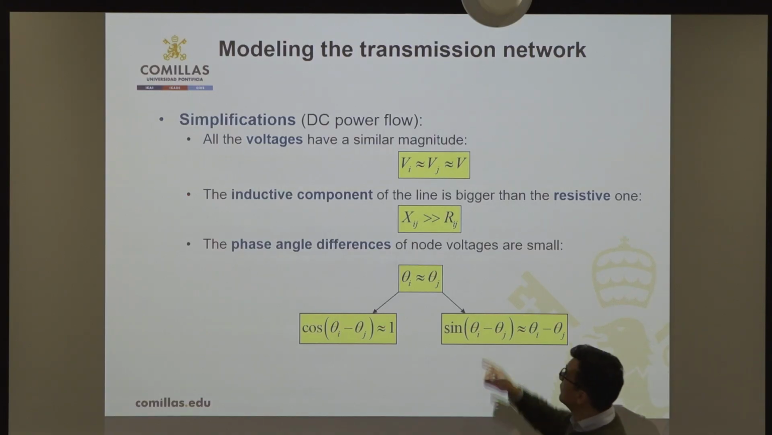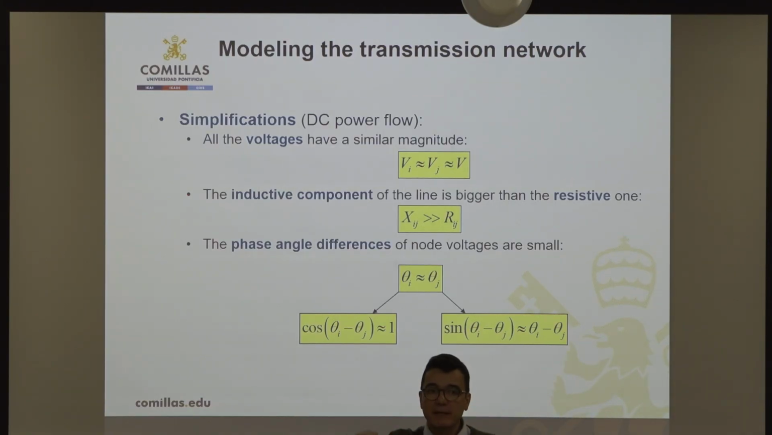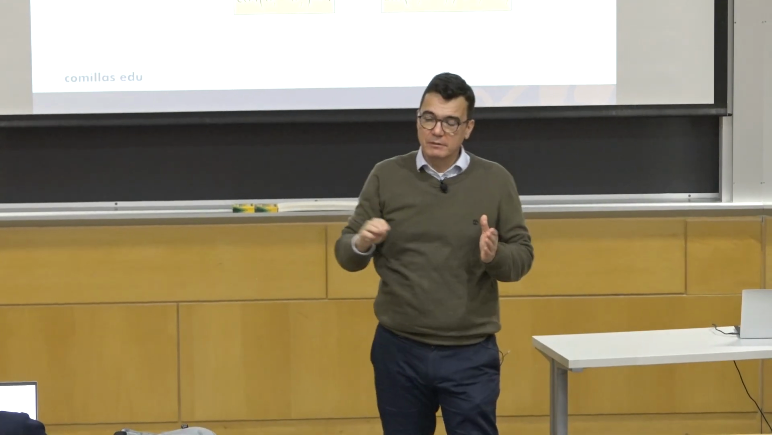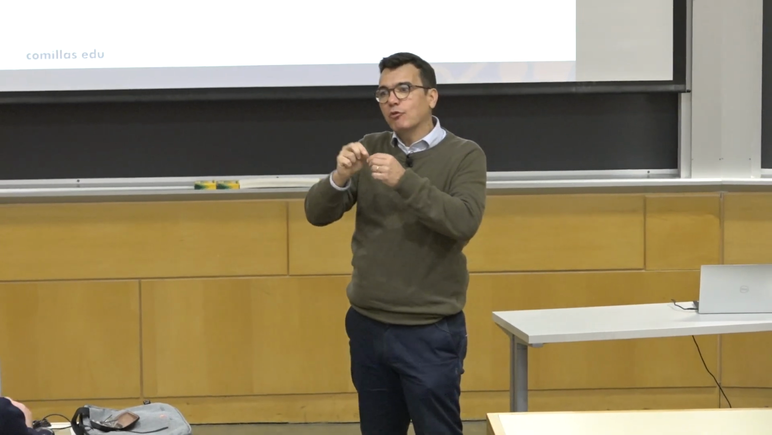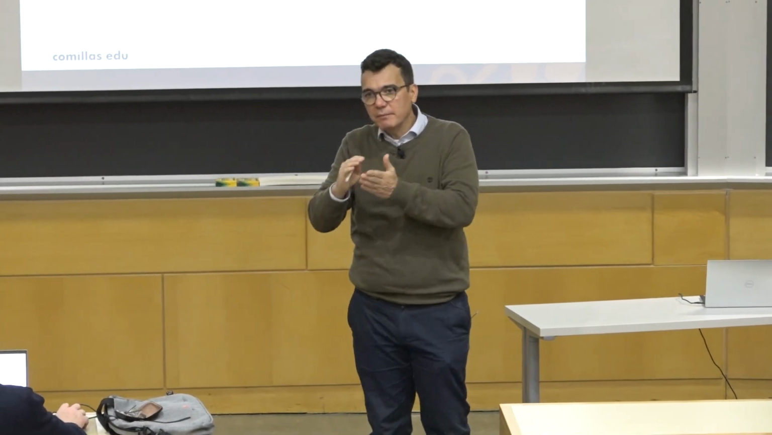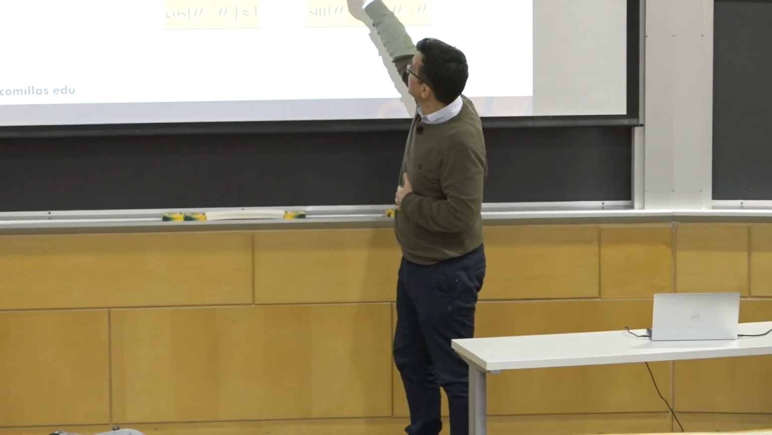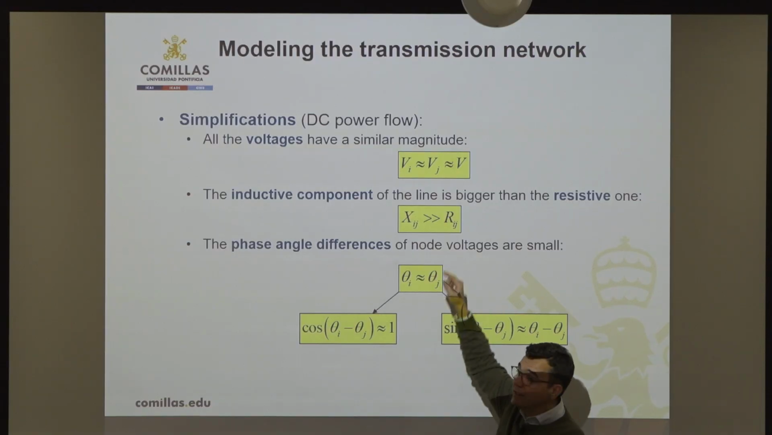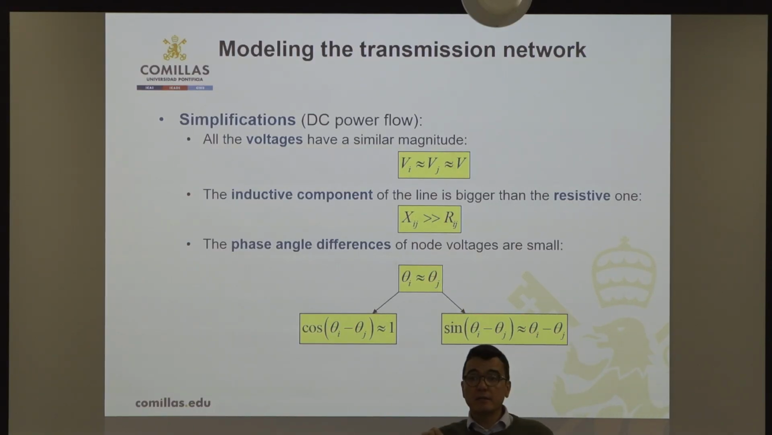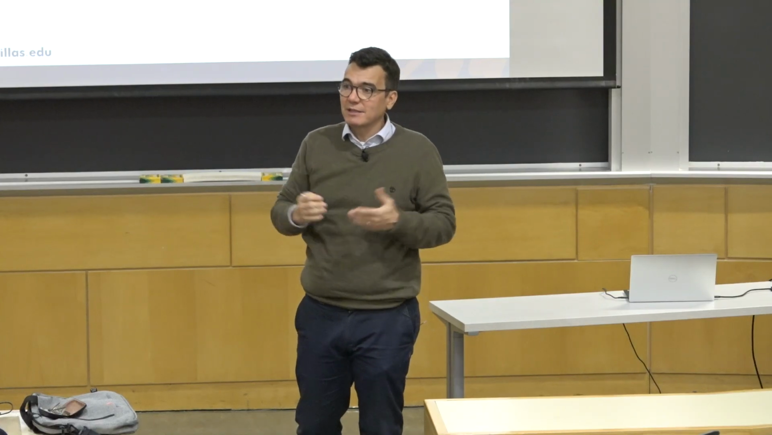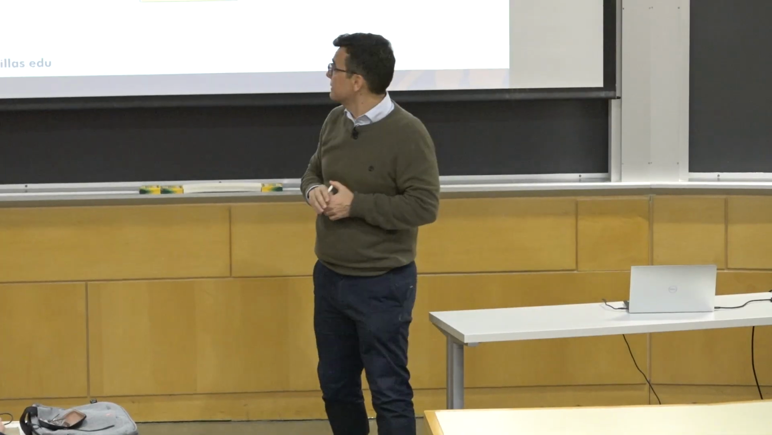So first assumption, we are going to assume that the magnitude is pretty much the same everywhere. We know that the magnitude is not 400 kilovolts in every node. As I said before, it can be 5% higher or lower, but we are going to assume that it is always constant. Also, we are going to assume that the reactances are much higher than the resistance, which is always true because we like to use conductors with a very small resistance, because this is going to be losses that you are going to have in any case.